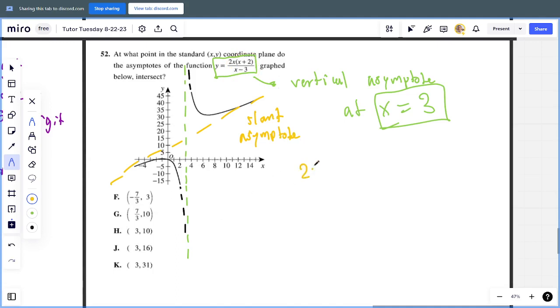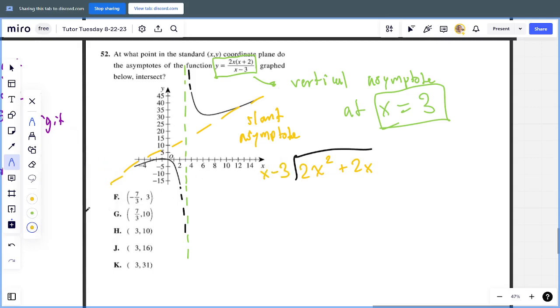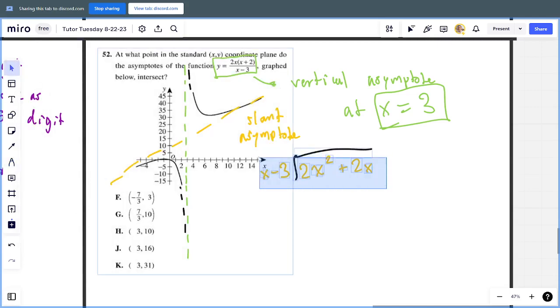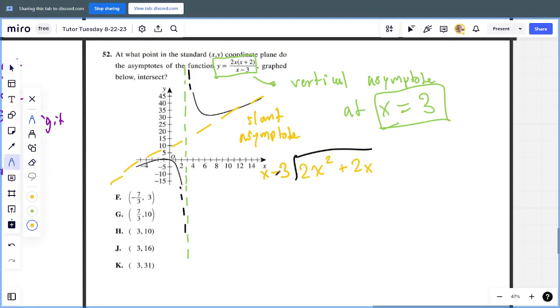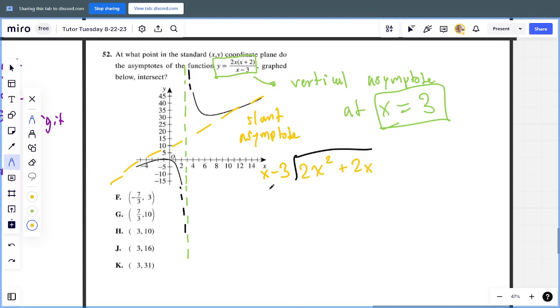So I'm going to expand it out and get 2x squared plus 2x, and we're going to divide that by the x minus 3. If you haven't done long division before, I think you should have learned it for numbers in school, but you can do it for polynomials as well. So x minus 3 goes into 2x squared.